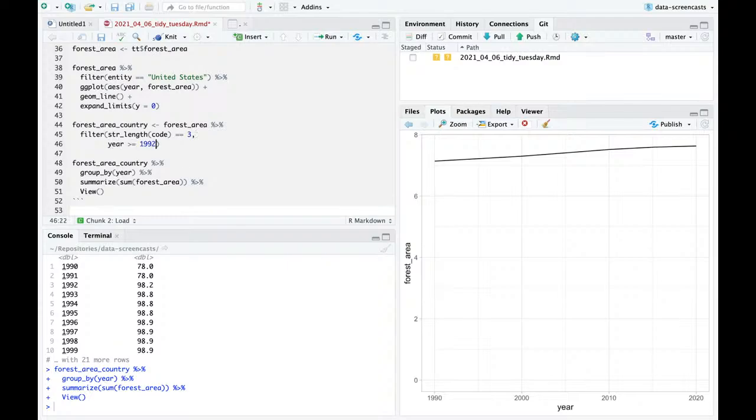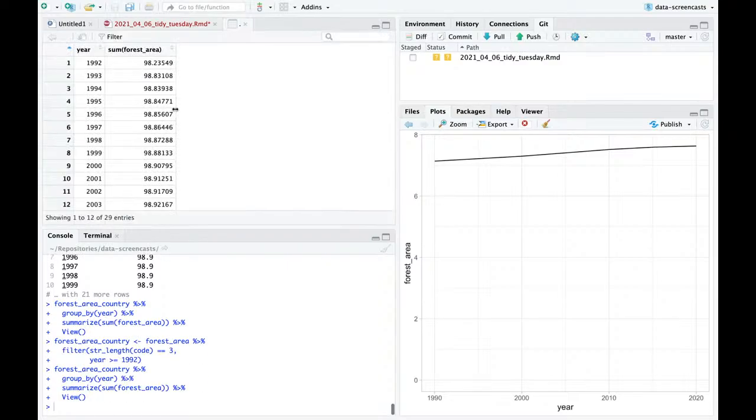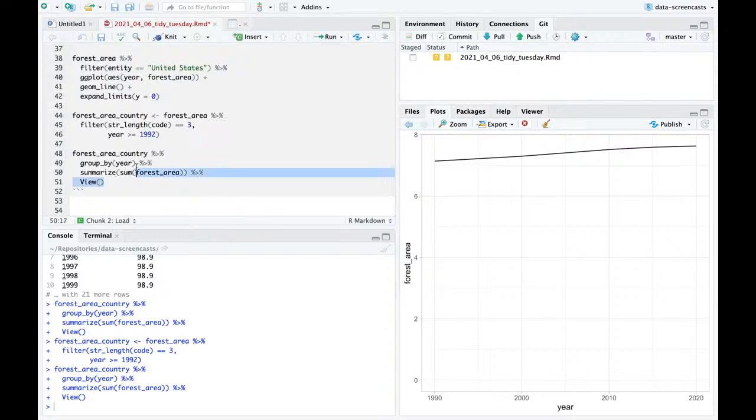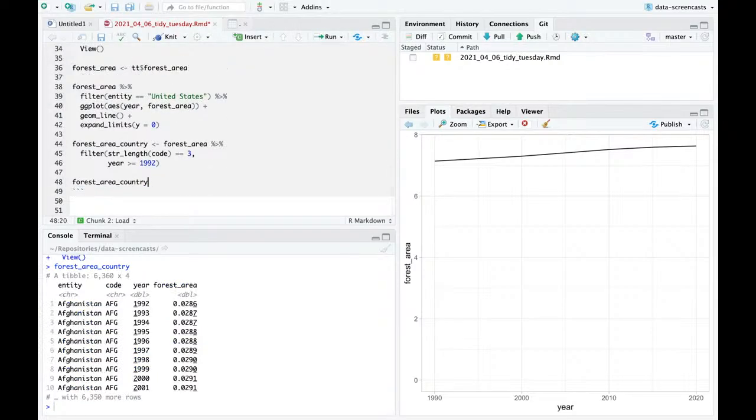is greater than or equal to 1992. Just because it looks like there must be some problem with those first 2 years, but it doesn't really hurt us to remove them. And now I've got a data set that's in this tidy form, where I can even rename entity to country.